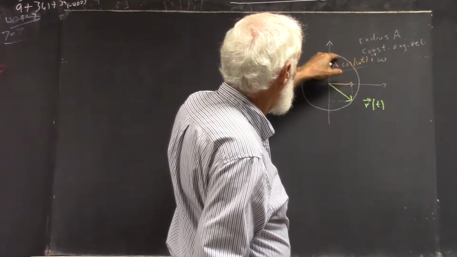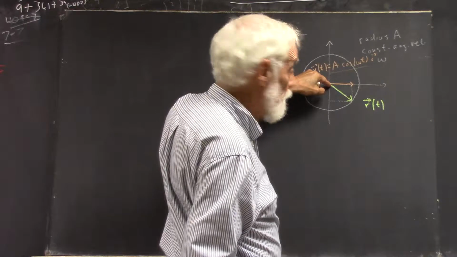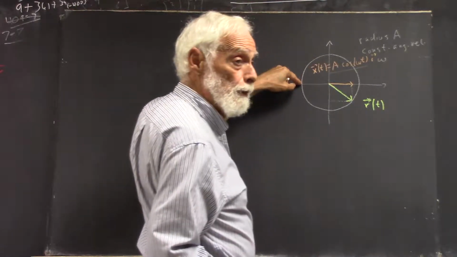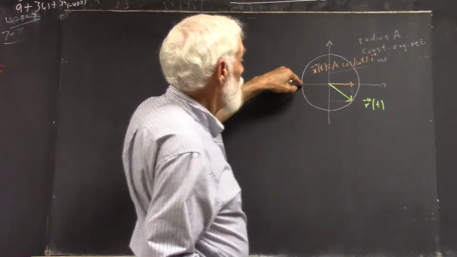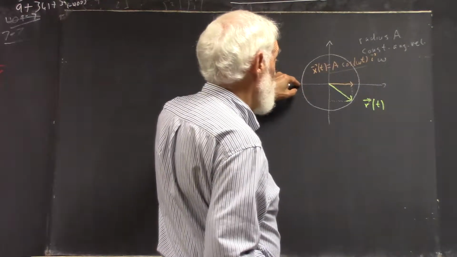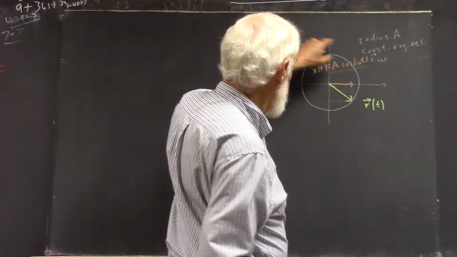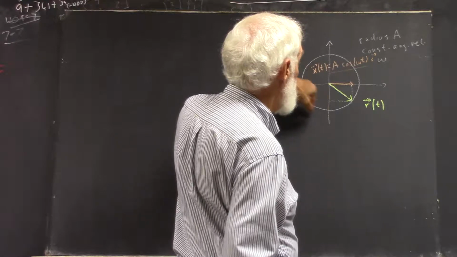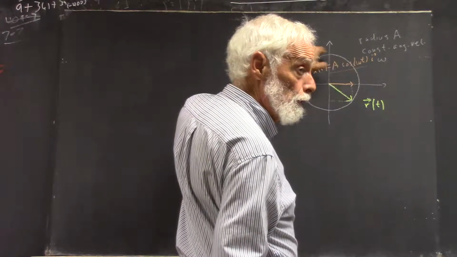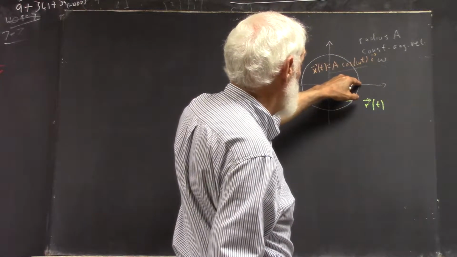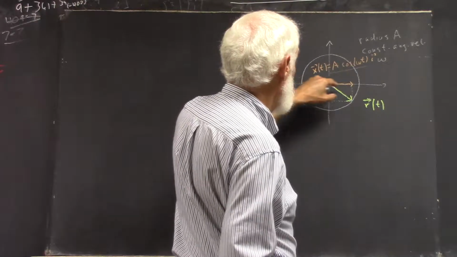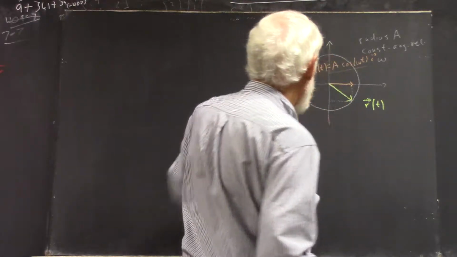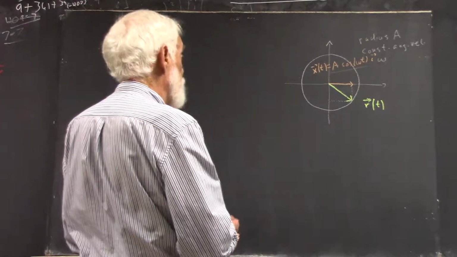Now, as you move around here, the x component becomes 0. As you move around here, the x component becomes negative a. So you have motion from a to negative a and back. And of course, omega t keeps increasing. You keep going around the circle and around the circle, so you have an oscillation from this point back to this point to this point. So right there is the connection.